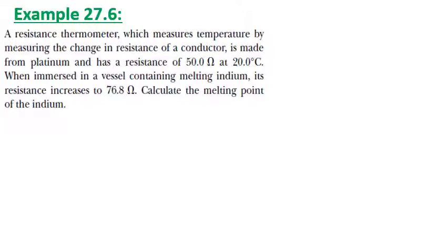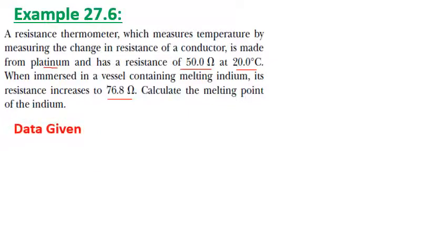This is related to resistivity and resistance, which are affected by change in temperature. So a resistance thermometer, which measures temperature by measuring the change in resistance of a conductor, is made from platinum and has a resistance of 50 ohms at 20 degrees Celsius. When immersed in a vessel containing melting indium, its resistance increases to 76.8 ohms. Calculate the melting point of indium.